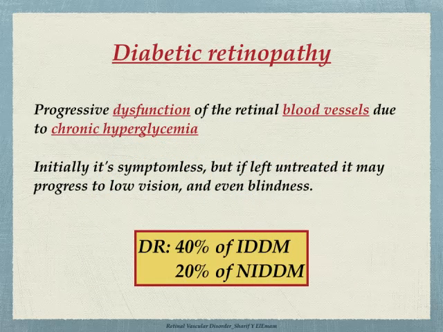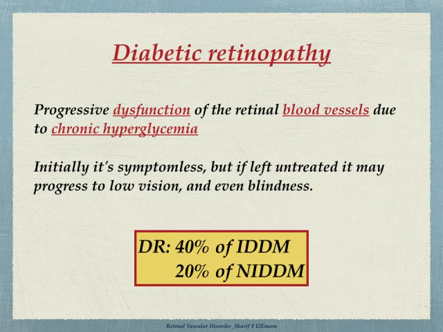Diabetic retinopathy is progressive dysfunction of the retinal blood vessels due to chronic hyperglycemia. It is initially symptomless, but if left untreated, it may progress to low vision and even blindness in some cases, where the advanced changes in the eye can result in complete loss of vision.